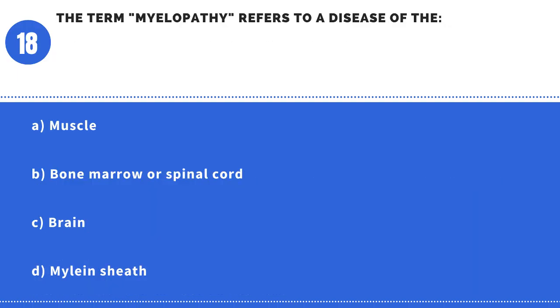Question 18. The term myelopathy refers to a disease of the A. Muscle. B. Bone marrow or spinal cord. C. Brain. D. Myelin sheath.